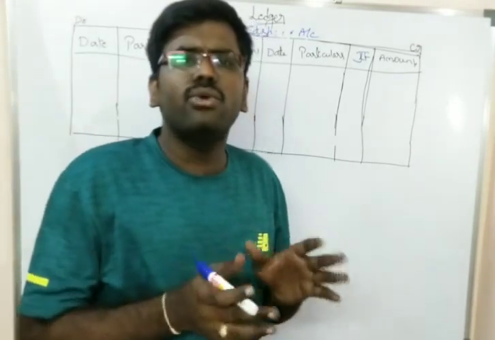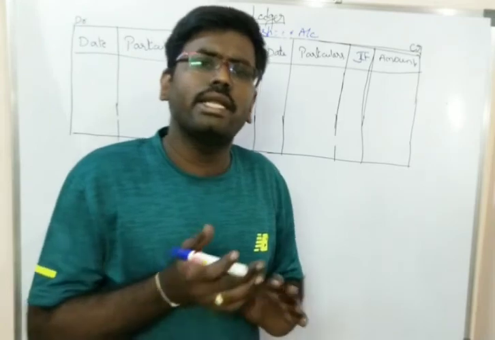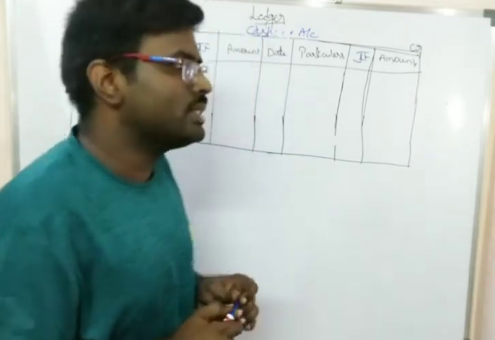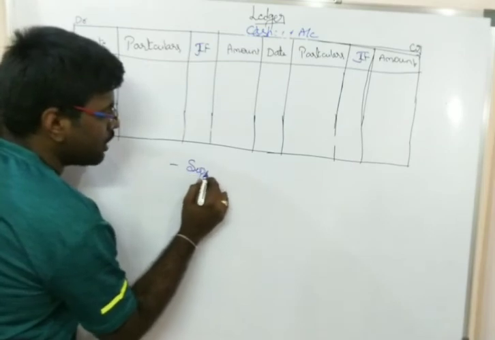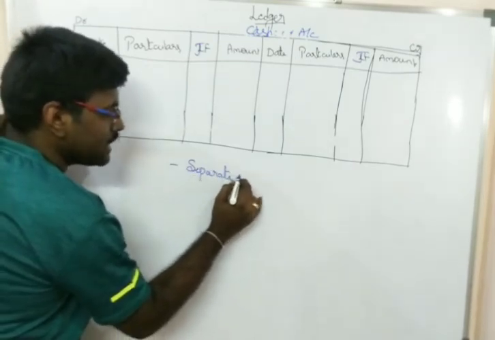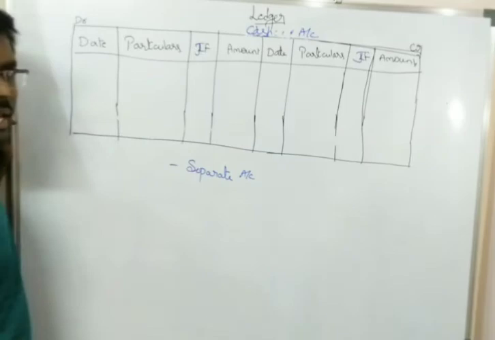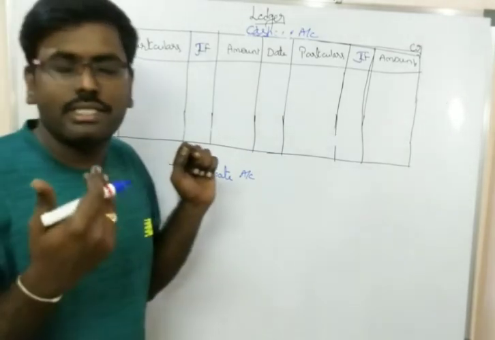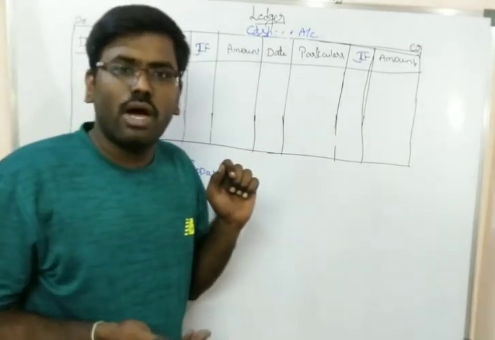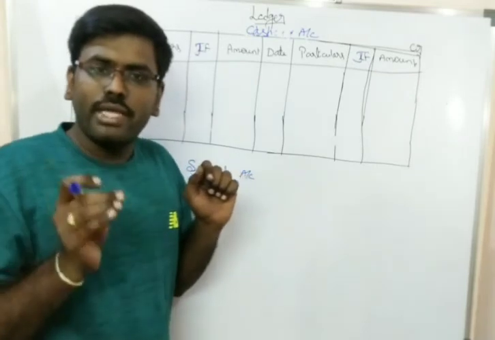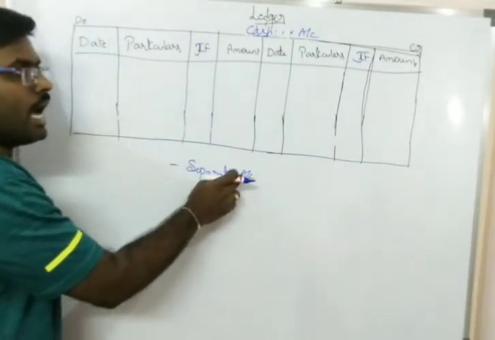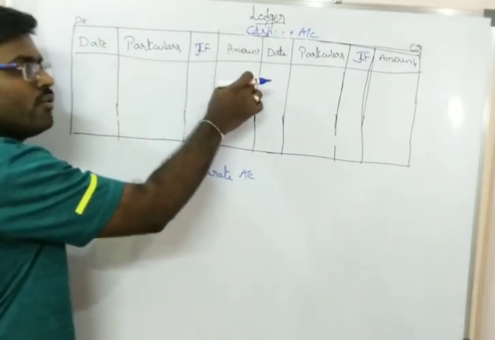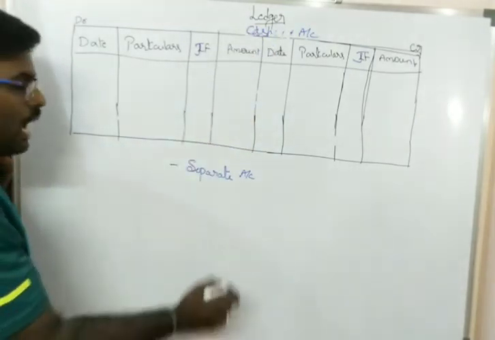So there are certain rules for posting the journal entries into ledgers. The first and foremost rule is we should have a separate account. Whatever different types of accounts we have in the journals, for each and every type of account you should maintain a separate account. So ledger accounts will maintain separate accounts.